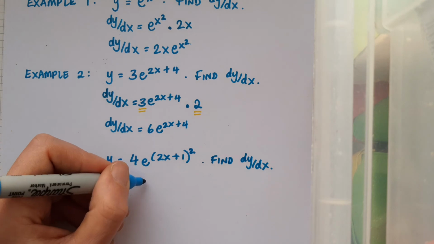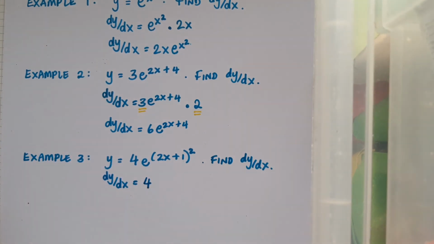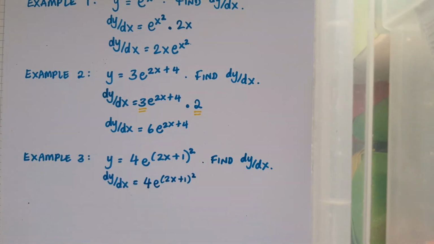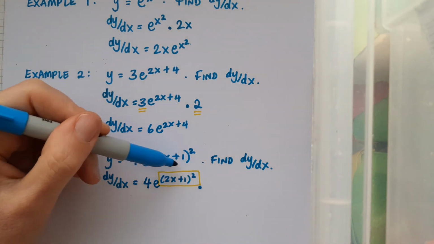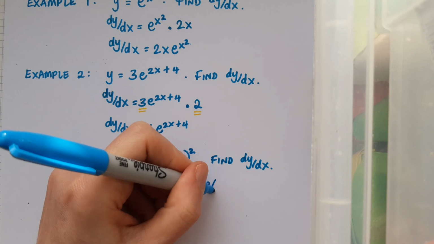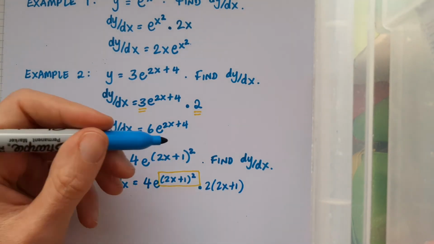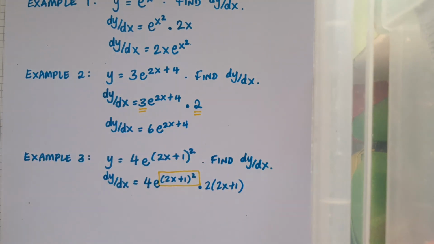Okay, so the 4 is going to stay put. That's my coefficient. I'm going to write down my exponential term exactly as I saw it. So to start off with, there's no change to it. And then I'm going to multiply by what I get when I differentiate that exponent. So I'm differentiating 2x plus 1 to the power of 2 now. So how do I do that? Well, okay, I'm going to bring 2 down in front and multiply it by the bracket 2x plus 1. I'm going to reduce the power by 1. Now you can put a little 1 in there if you like to indicate that, but because it's a 1 there isn't strictly a need to do that.